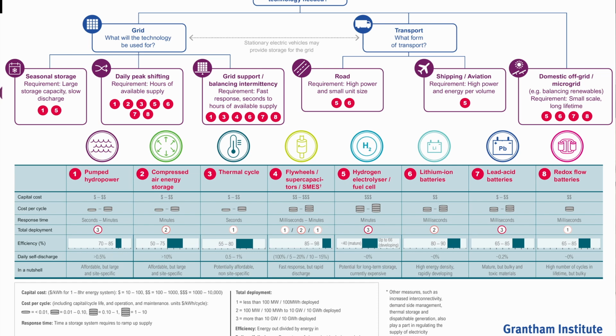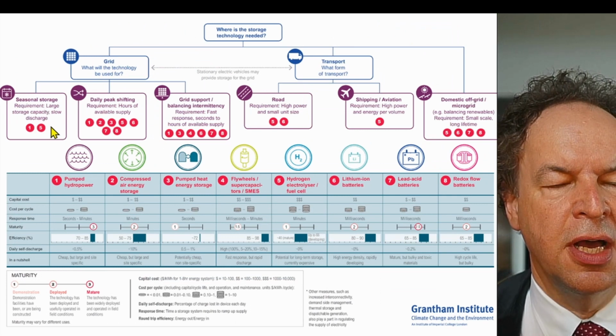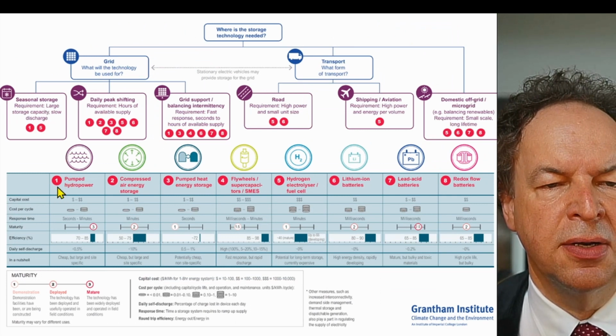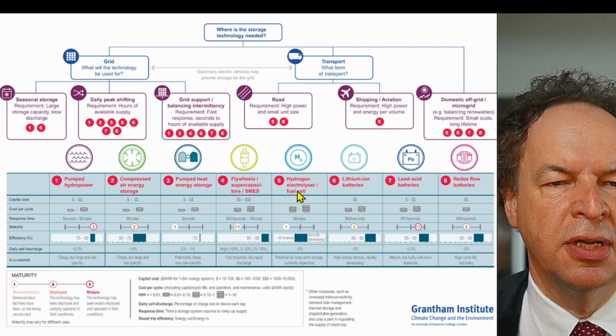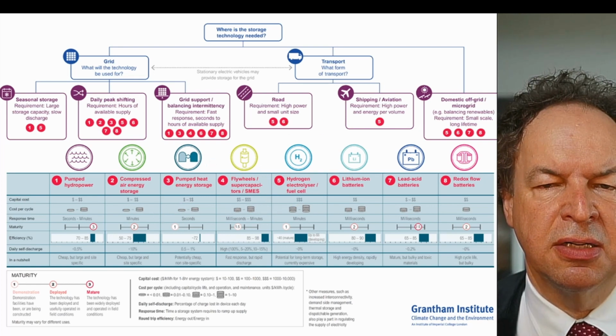And here you see the different dots. This one means just seasonal storage. Here you can use either pumped hydro storage or number 5, hydrogen storage, and so on. So you can take a close look.